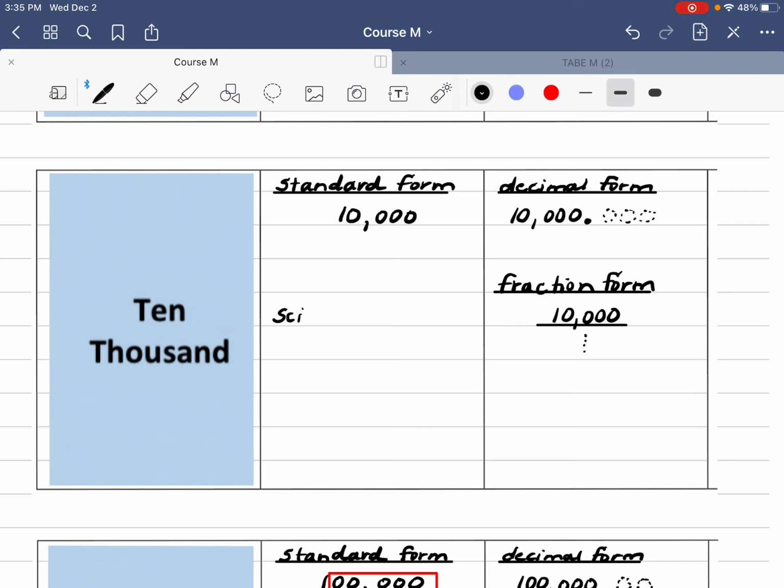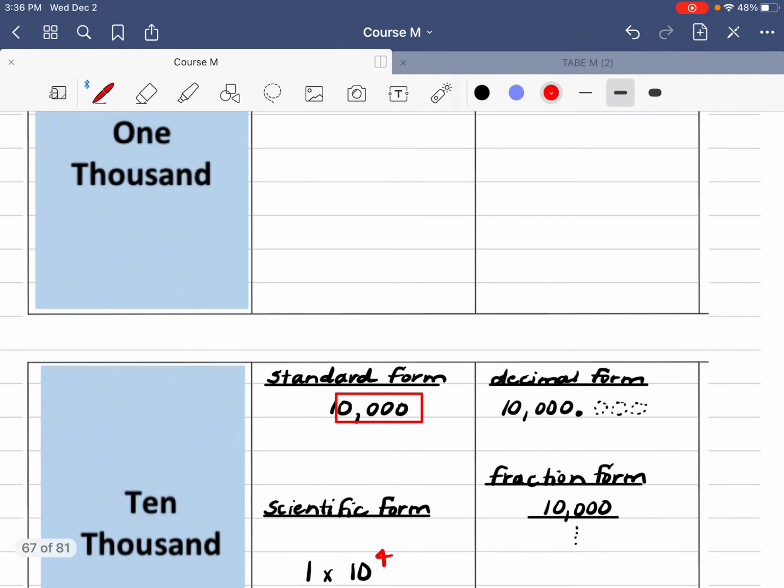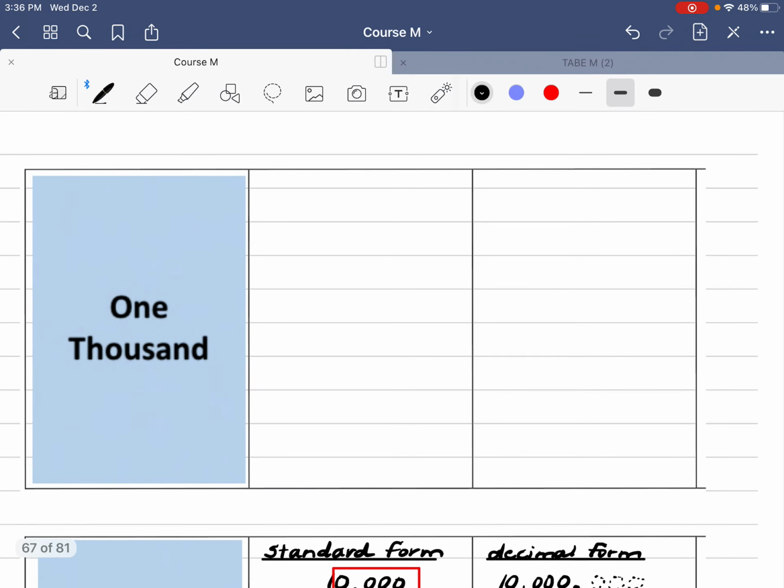Okay, here's the tough one. Can you give me scientific form or scientific notation for 10,000? It's 1 times 10 to the how many zeros? 4th power. You see that these exponents are gradually getting smaller because the number is getting smaller. The value of the number is decreasing. Okay, your 1,000 piece.